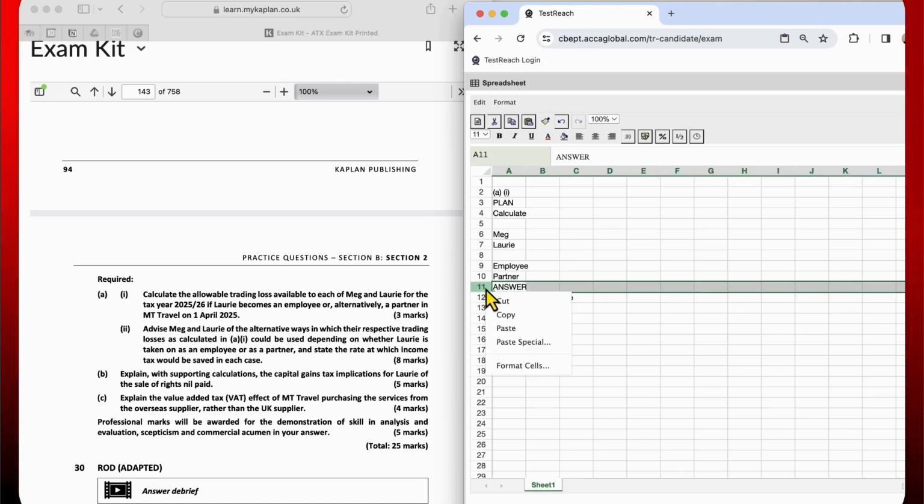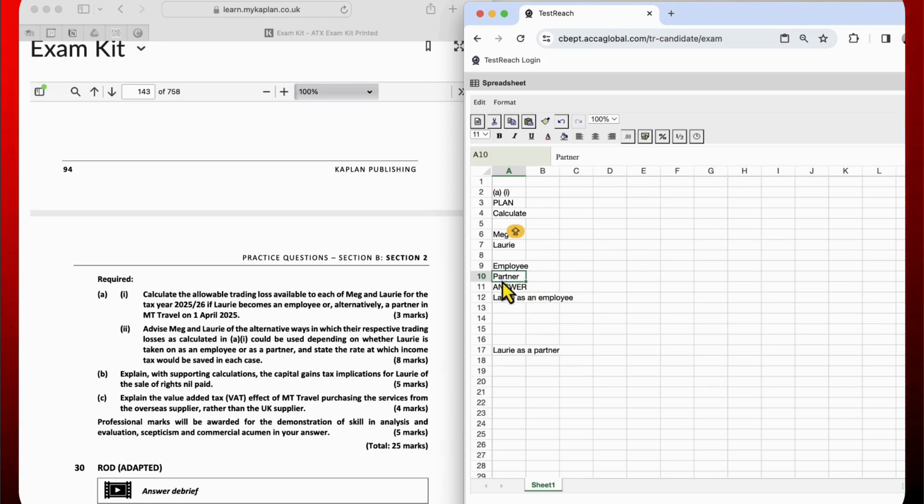You can always delete any plan that you put in there anyway. You can delete a plan before you submit your answer. But I'm going to keep mine here because I want you to be able to reflect back and see how I did my initial read through, what my thought process was, the key things that I'm pulling out.